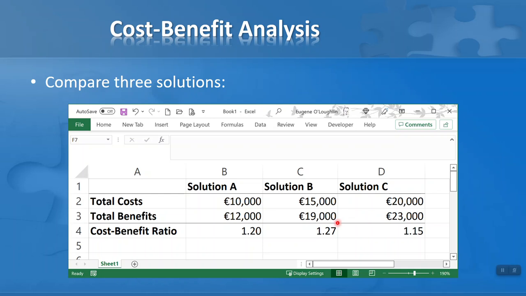But if we look carefully at the cost-benefit ratio calculations, we can see that solution B offers us the best cost-benefit ratio of 1.27. It's higher than 1.20 for solution A and 1.115 for solution C. So based on a purely financial view, even though it does not have the lowest cost and it does not have the highest benefit, the cost-benefit ratio points us towards selecting solution B.